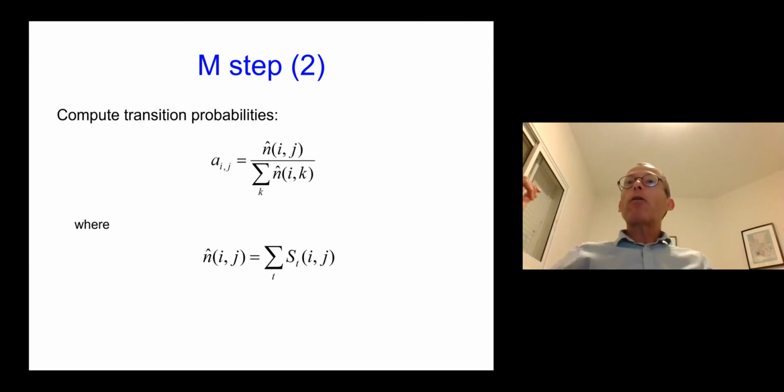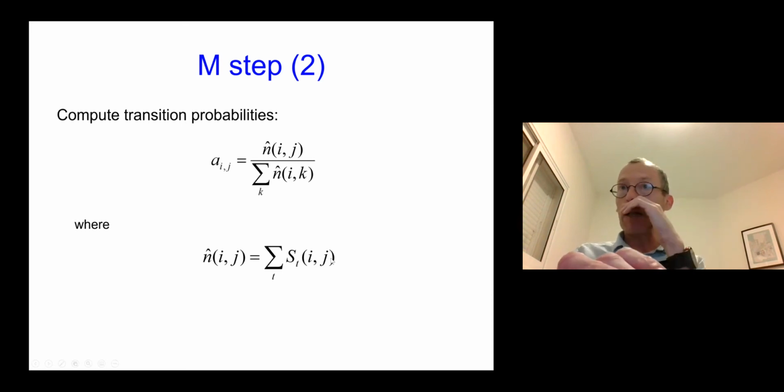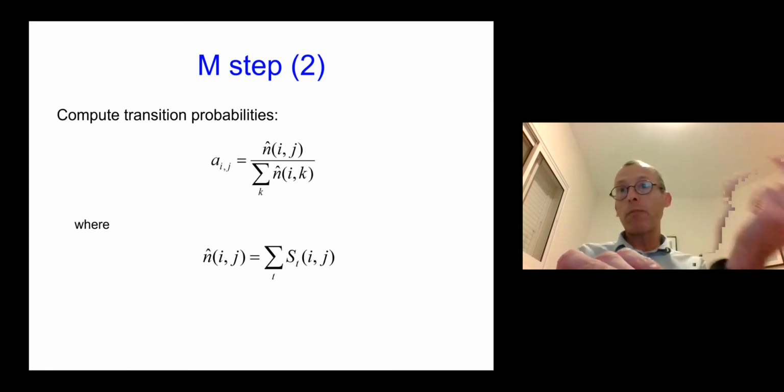For this, again, we don't know, but we already computed S_t(i,j), right? We computed the probability of being in state i at time t and state j at time t plus 1. So I can sum up for each pair of states, let's say A and B, or A and A. j can be A as well, right? Because this is transitioning from A to A, from A to B, from B to A, and so forth.